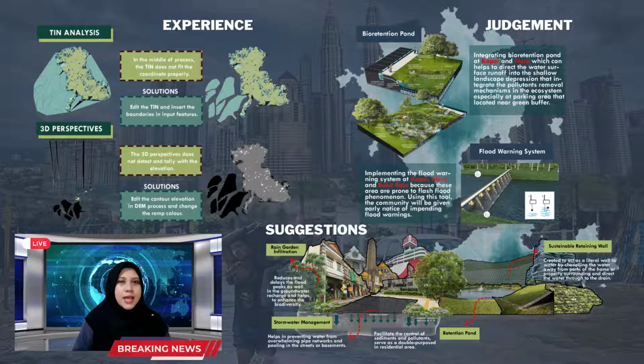By using these GIS analysis tools, it helps give us a heads-up on flood control, where we can integrate a bioretention pond or implement a flood warning system, which helps to alert the community nearby, especially in the areas of Kapar, Meru and Bukit Raja in Klang. Other suggestions to cater to this flood mitigation are installing a sustainable retaining wall, infiltration of rain gardens, and last but not least, stormwater management.